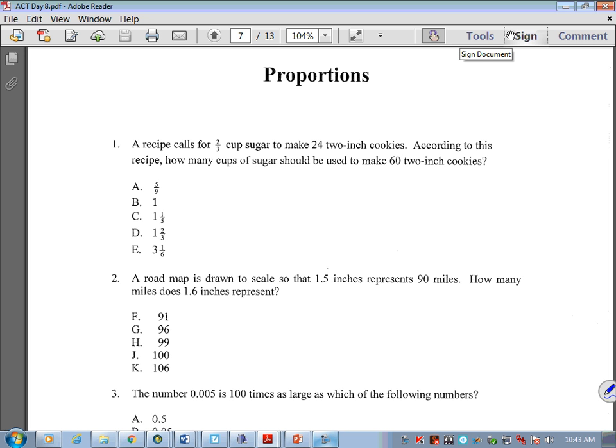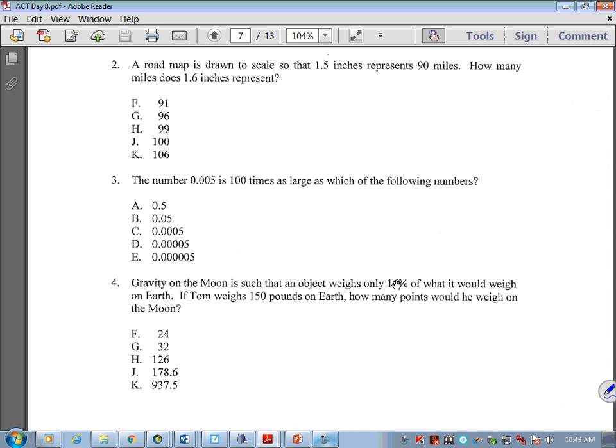All right, number 1, Lily. You got what? D. D is correct. Okay. Number 2, Savannah. Got F. Nope, it's not F. Let's take a look here. Okay. A road map is drawn to scale so that 1.5 inches represents 90 miles. That's my scale. Okay. So we're going to put inches over miles. Right? How many miles does 1.6 inches represent?